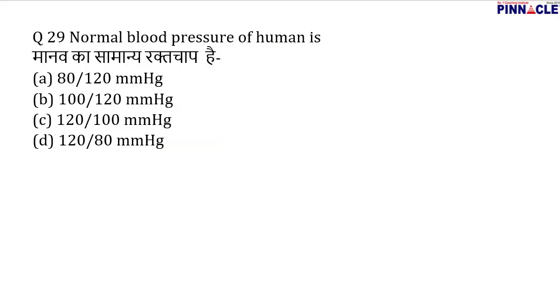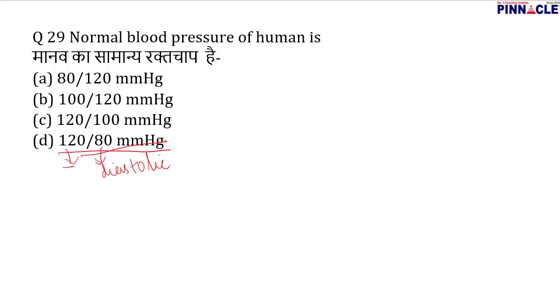The question number 29 is, what is the normal blood pressure of human being? So we have to simply name the normal blood pressure, and the normal blood pressure is 120/80 millimeter Hg. Where this 120 represents systolic pressure, and 80 represents diastolic pressure. So always remember that the normal blood pressure of human being is 120/80 millimeter Hg.